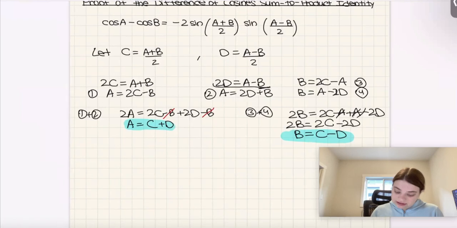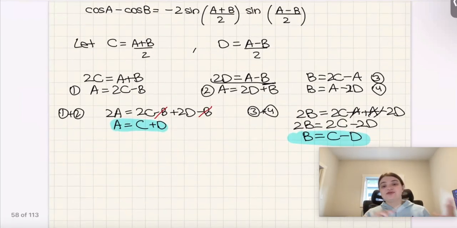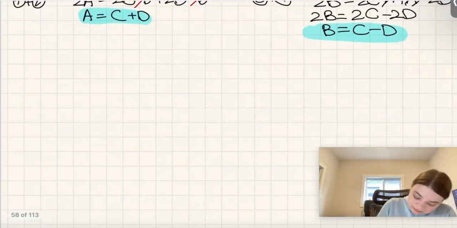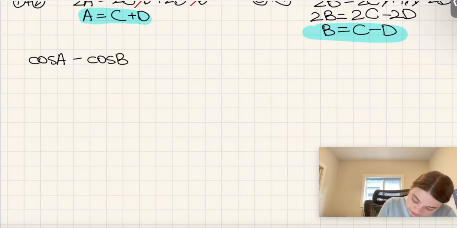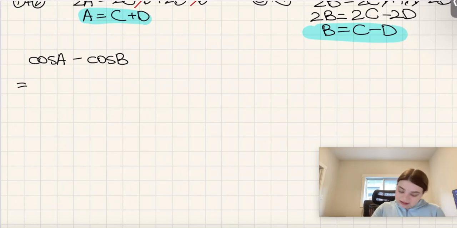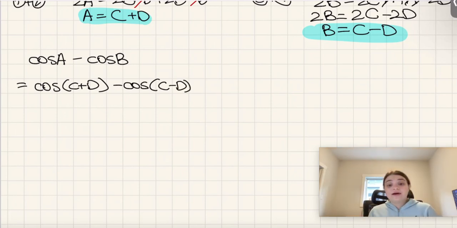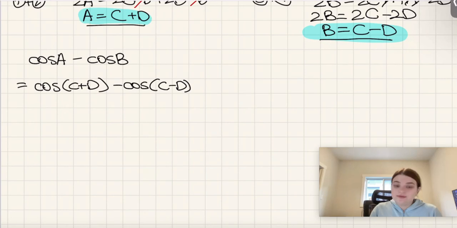Okay, so next thing we're going to do is start with the left side and then derive the right side using this. So on the left side, we have cosine A minus cosine B. So let's write that out. Cosine A minus cosine B. Well, according to this, that is going to be equal to cosine of C plus D minus cosine of C minus D, like that, right? Because essentially all I'm doing here is replacing A with C plus D and B with C minus D.